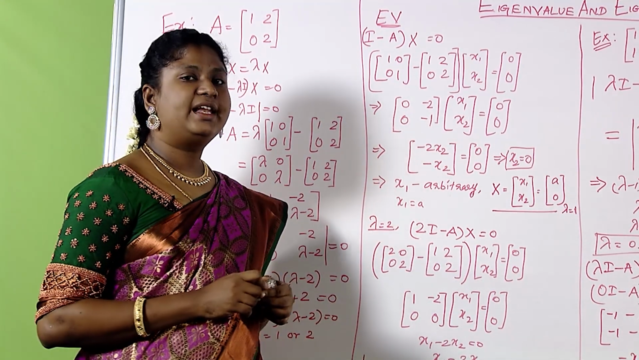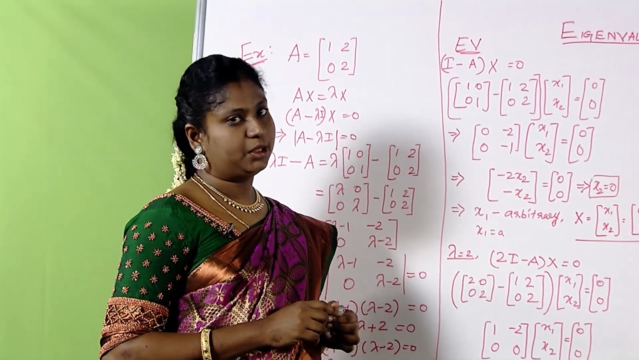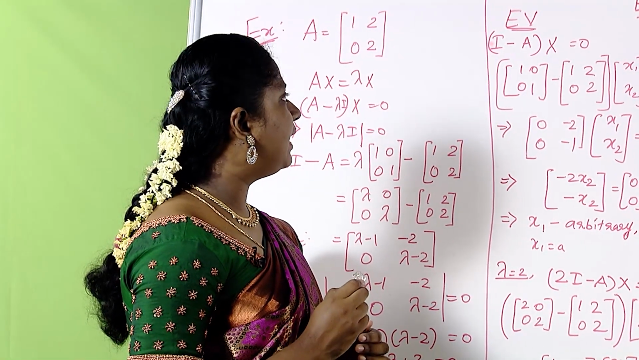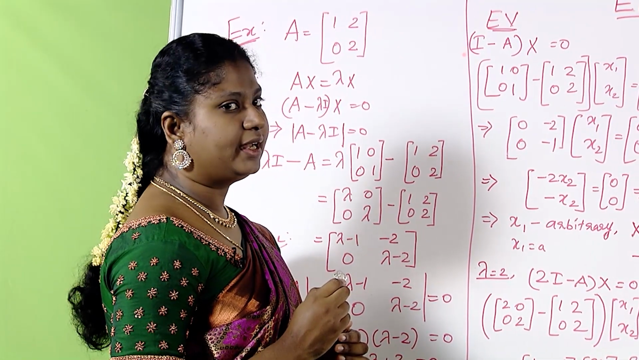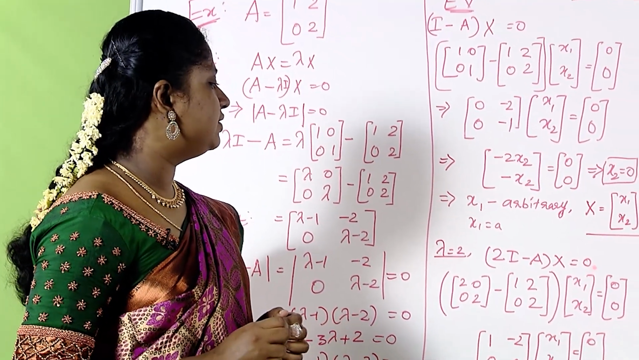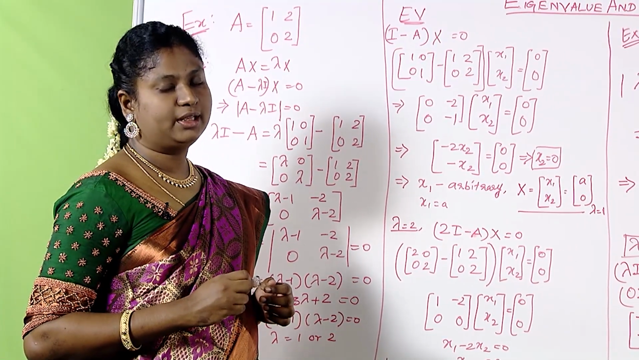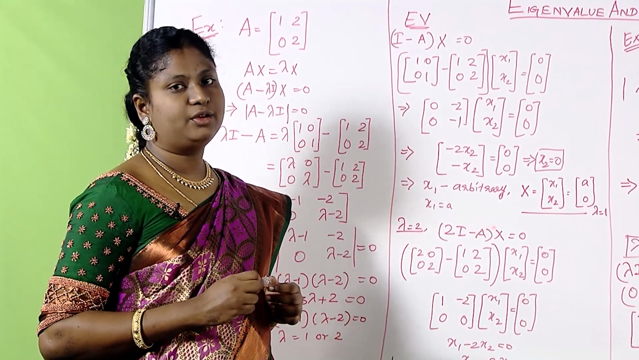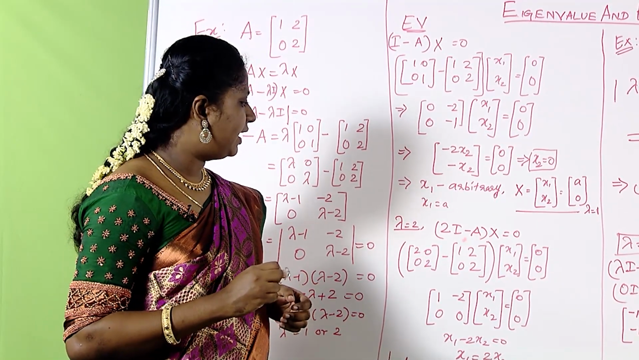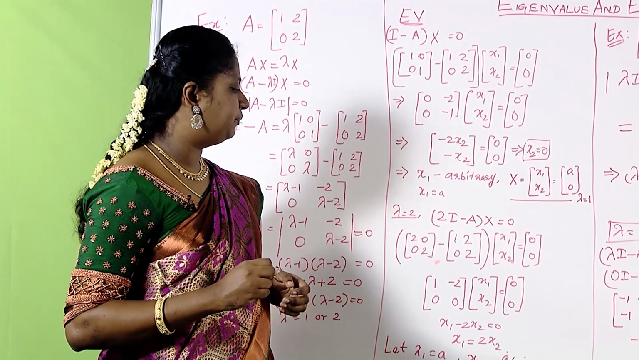And then corresponding to lambda equal to 2, we have to find eigenvectors. We have to follow a similar procedure. So, instead of lambda I, where we substituted 1, now we are going to substitute 2: 2I minus A, x is equal to 0. So, I is 1 0 0 1. If you multiply 2 with I, you have 2 0 0 2. So, that is what we have here. Minus A, which is 1 2 0 2, and x is x1 x2, equal to 0 0.